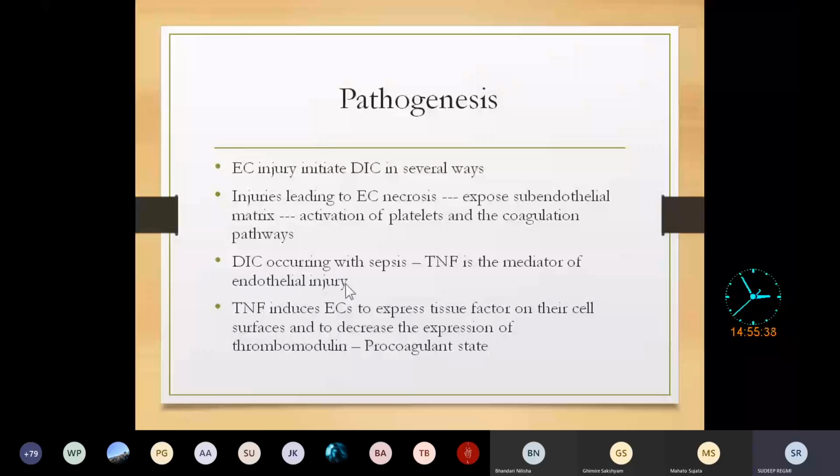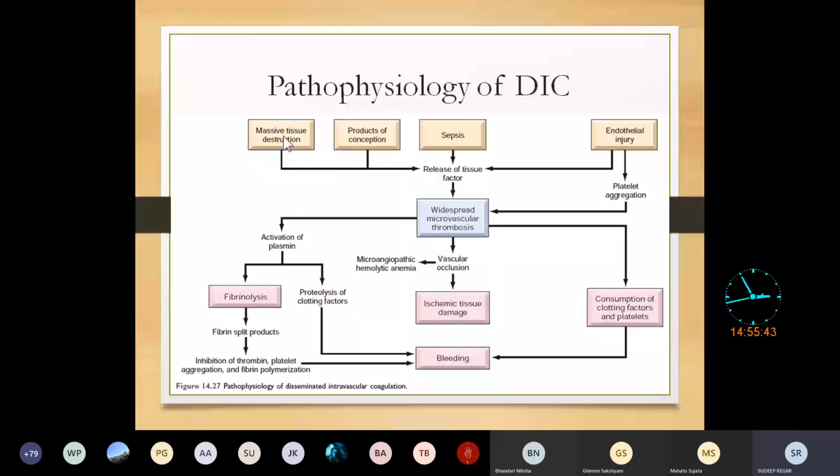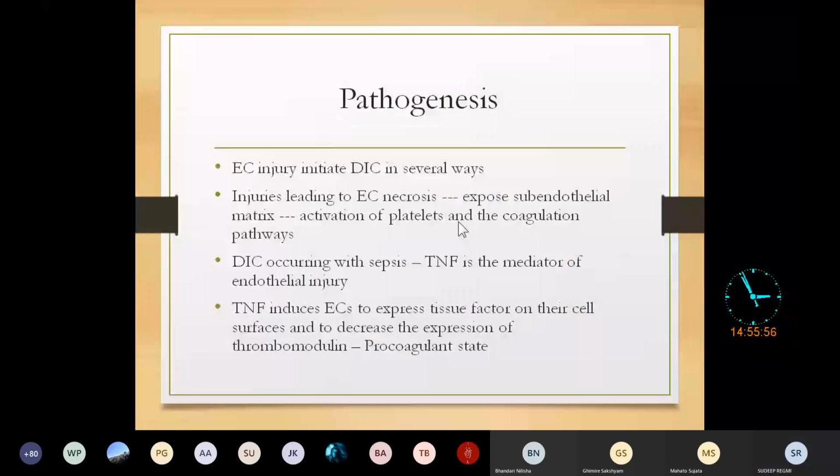So massive tissue destruction directly releases the tissue factor by injuring the endothelium. Whereas in sepsis, there will be release of TNF, and it will be the mediator which leads to endothelial injury. This TNF induces endothelial cells to express tissue factor on their cell surfaces and decreases the expression of thrombomodulin. Thrombomodulin checks the procoagulant state, but this is decreased, so there will be a procoagulant state.